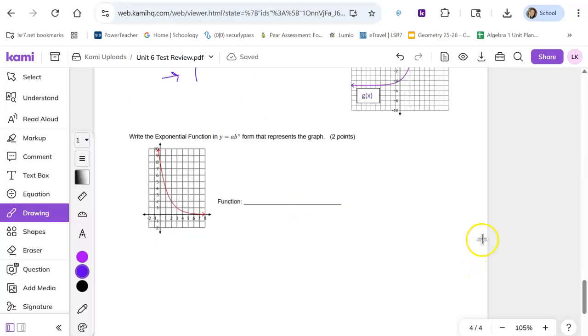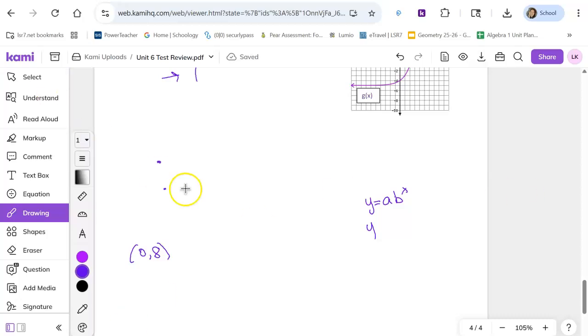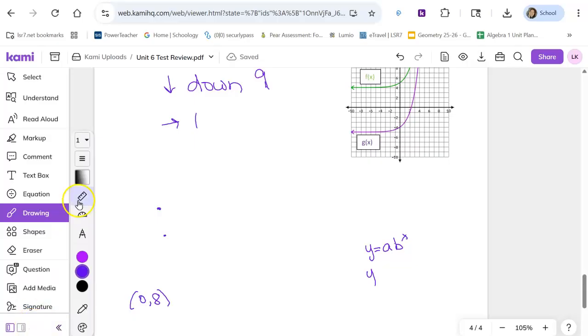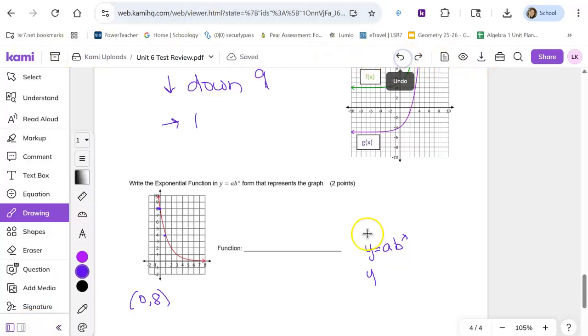Okay, so this is write the exponential function in y equals a b to the x form that represents the graph. I'm going to first look, this is my y-intercept, which is (0, 8). And then I'm going to find another point, because right now I have y equals a b to the x power. So I have y equals a, which is 8, times b to the x power. I need to find what b is.